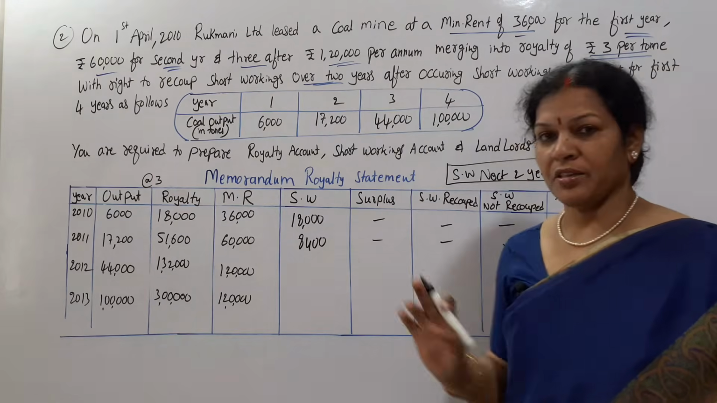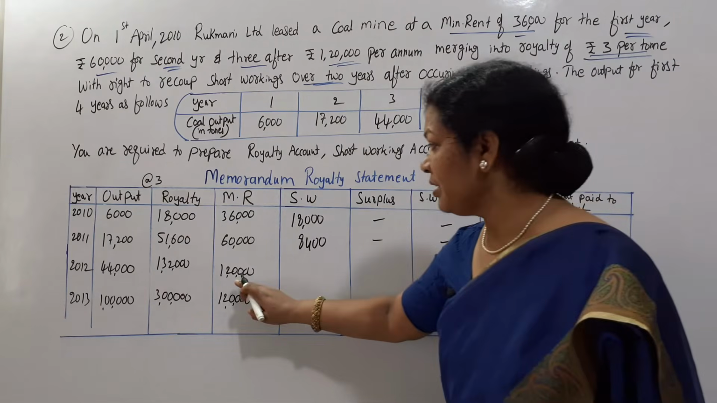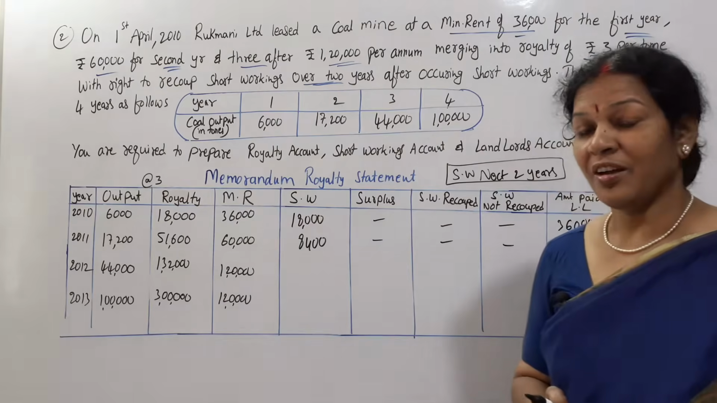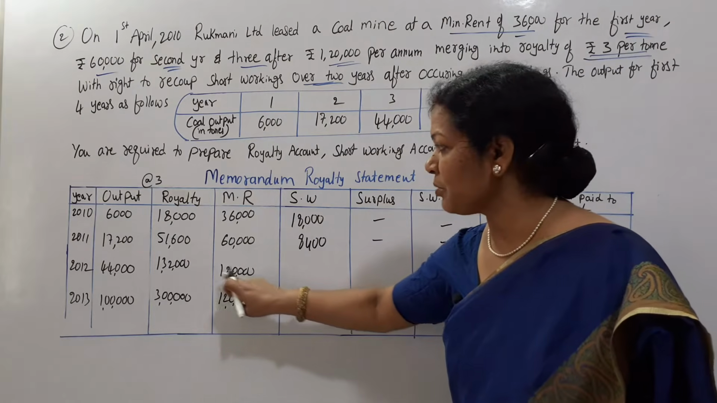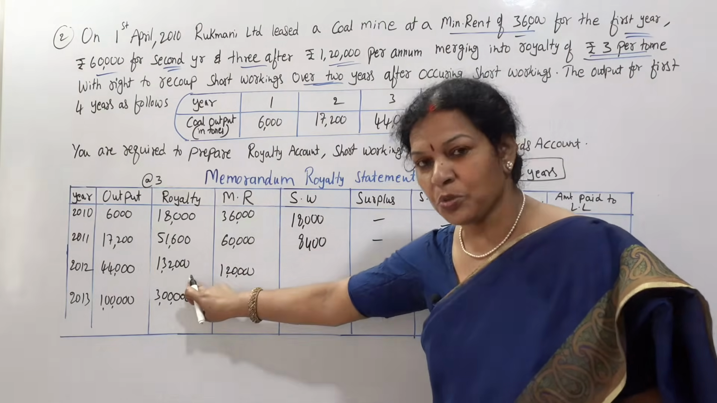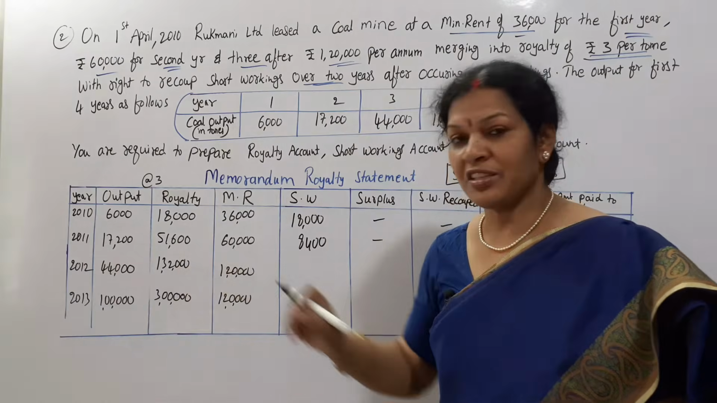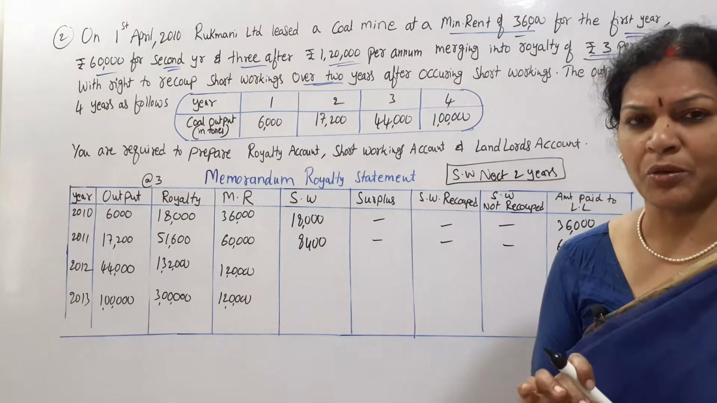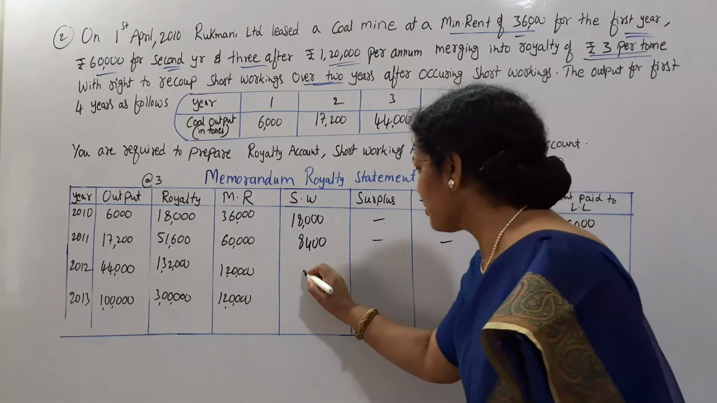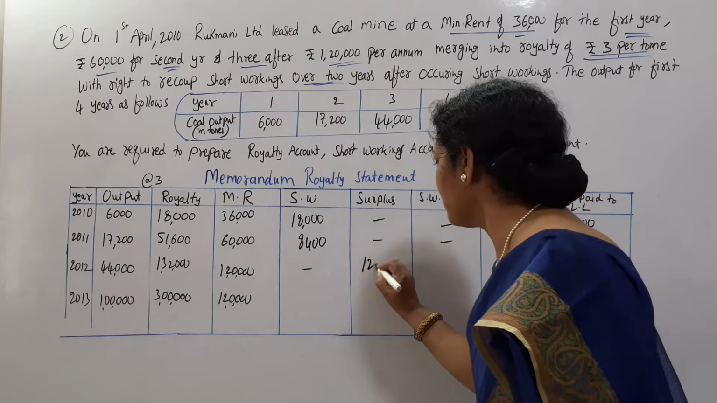Now third year, what happens? Here we have surplus. How much is the surplus? Actual minimum rent is this much, but royalty is 1,32,000. Means the difference is the surplus. The difference is 12,000. 12,000 is surplus, no short workings.